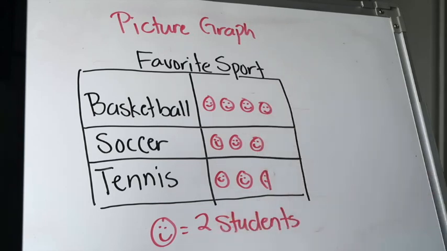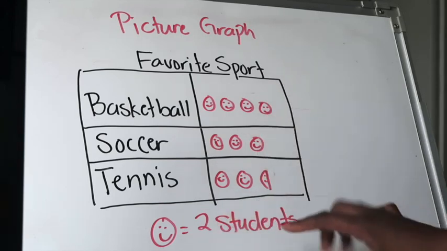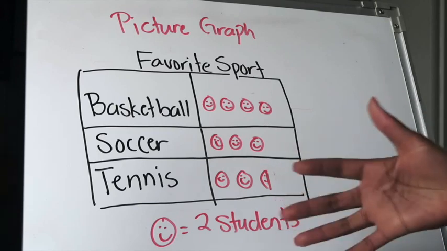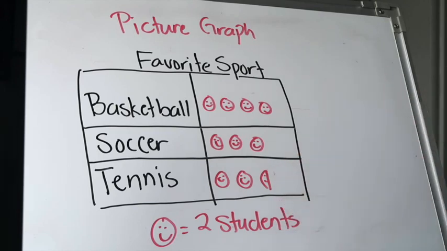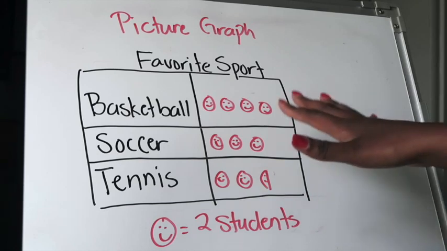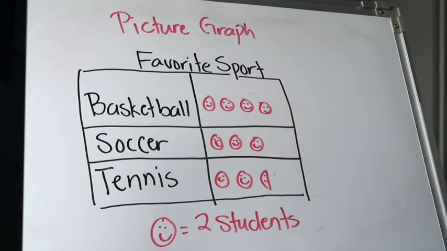So you want to make sure that you have a key at the bottom of your graph so that people know what one picture represents. And then once you have that established, you want to make sure that you are accurately displaying your pictures in the picture graph that you've created.